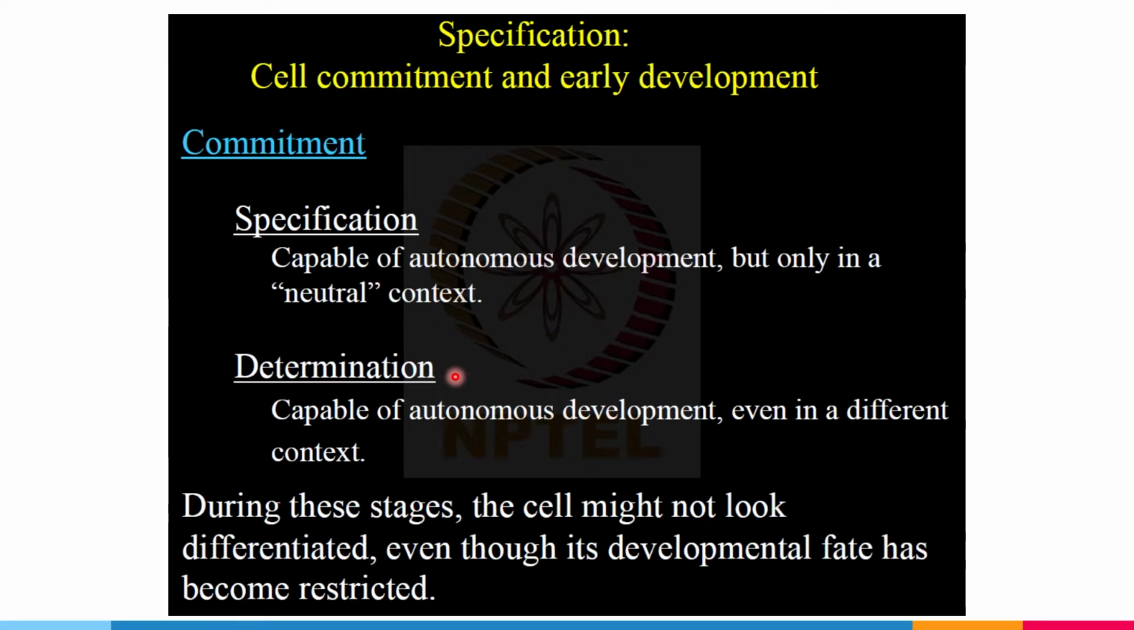So if it was going to form an RBC, even if we take it and ask it to form a WBC, or if we put it in a completely different context in which it is getting various signals to form, say, neuronal cells, it will still go ahead and form an RBC. So in the determination step, the cell is capable of autonomous development even in a different context. Context is something that we will look into in later slides as well.